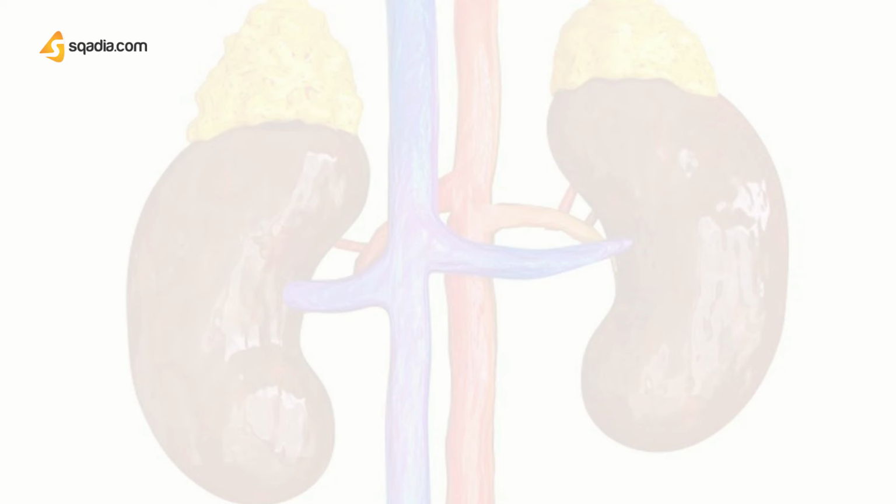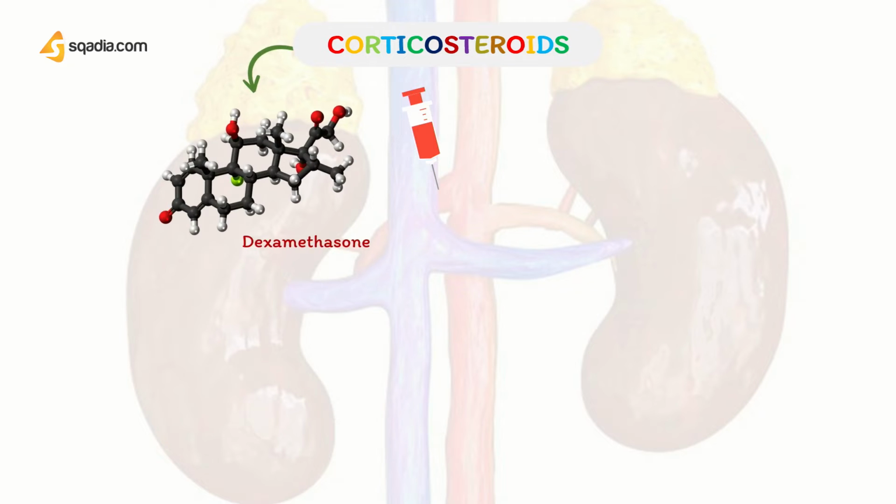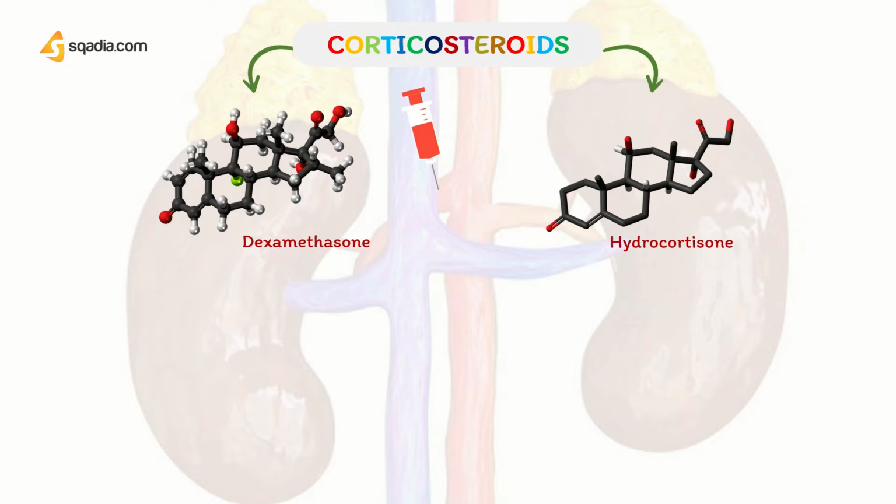The key to proper management is to stabilize the patient by administering corticosteroids even if you do not have a confirmed diagnosis at your hand. We administer dexamethasone or hydrocortisone for 1 to 3 days in these patients.